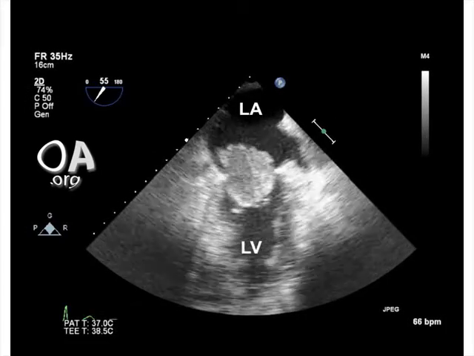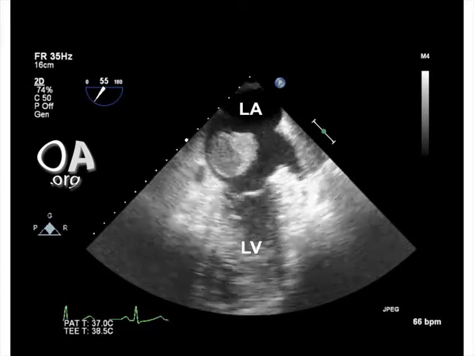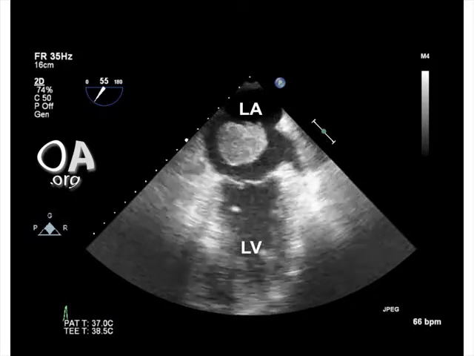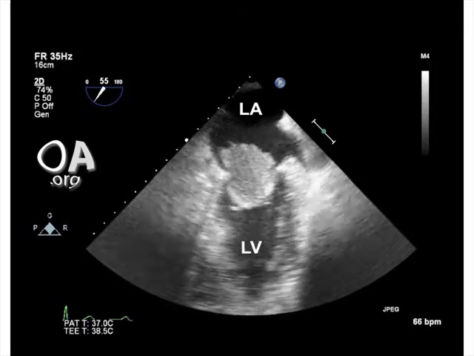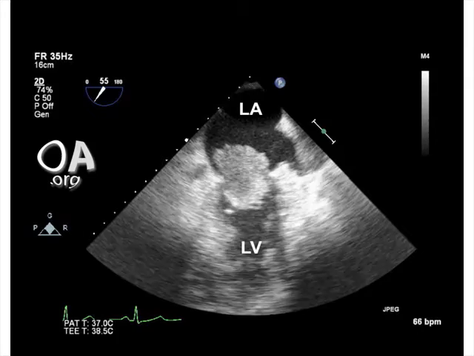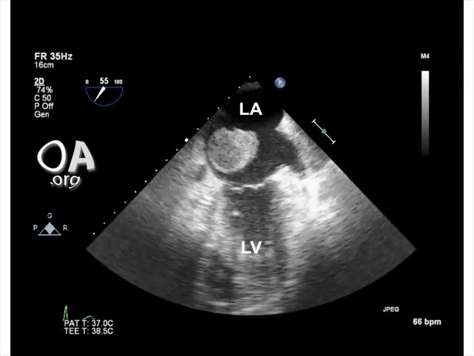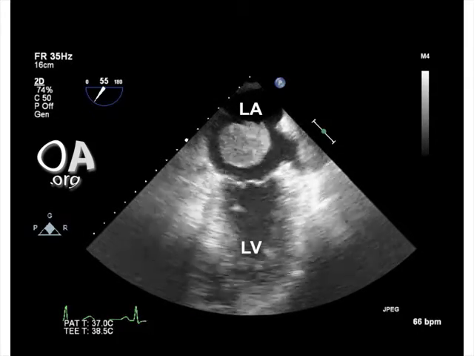This is the mid-esophageal mitral commissural view at approximately 55 degrees, again showing the left atrial myxoma from a different angle. The myxoma is seen to prolapse through the mitral valve, but appears very mobile and bouncing in the left atrium.